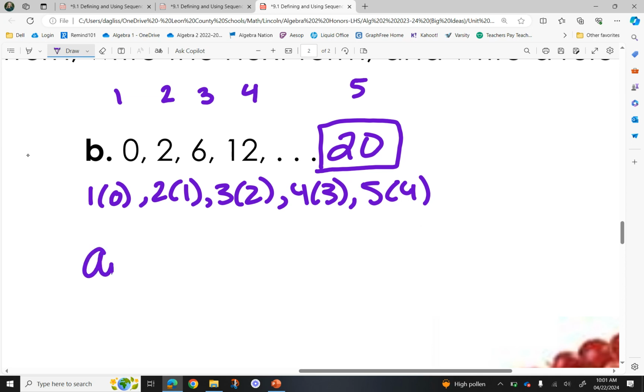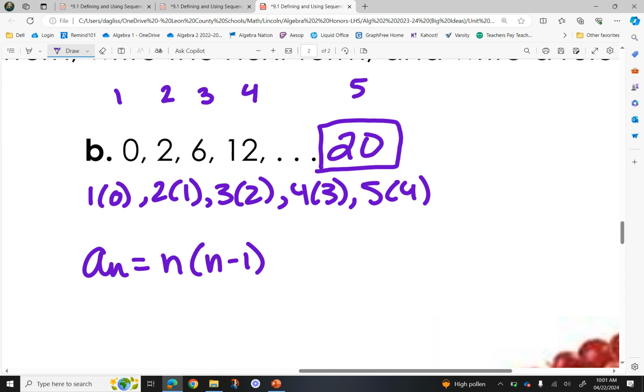So my rule, you're multiplying it by the number before, right? So I'm multiplying 1 by 0. That was the number before it. Multiplying 2 times 1. There's another rule.